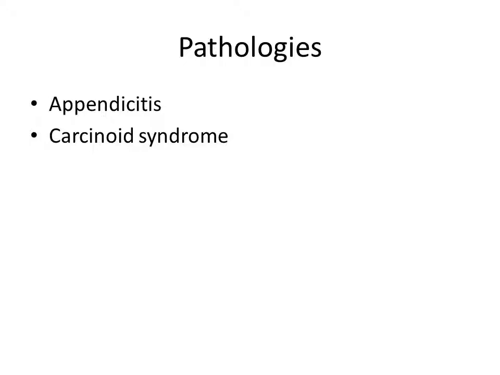One of them is appendicitis, which is what this discussion is all about, and the other is carcinoid syndrome. Now, carcinoid syndrome is a paraneoplastic syndrome where there is excessive production of serotonin. I'm going to discuss carcinoid syndrome in details in another lecture.